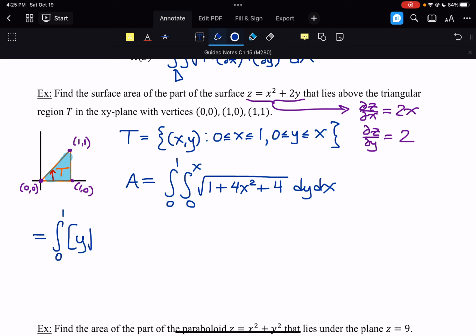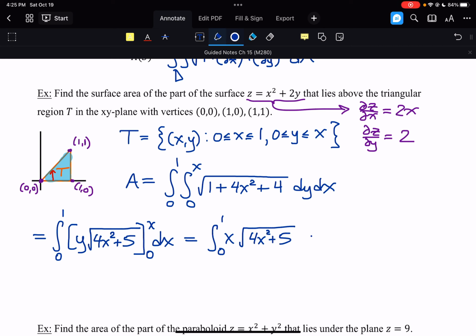Inside, we just pick up a y, and we get, I'm going to add the 1 and the 4, so we get the square root of 4x squared plus 5, evaluated from 0 to x, dx. Then when we go ahead and evaluate, it just turns the y into an x. So now we have a single integral, single variable. You can set this up using a u substitution if you like.